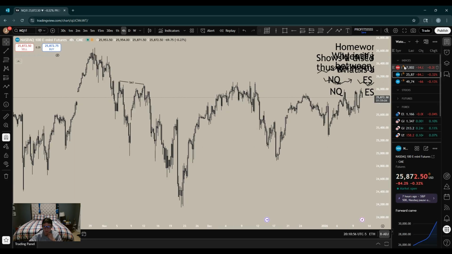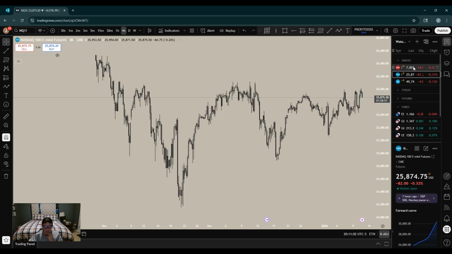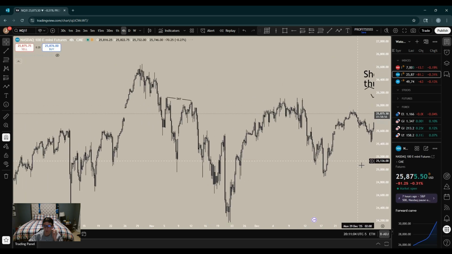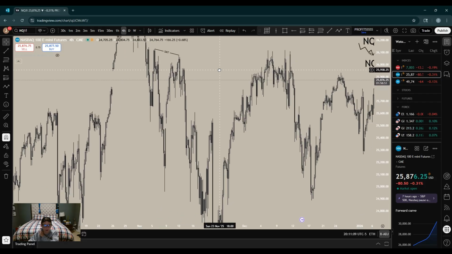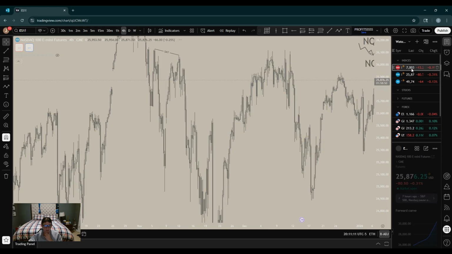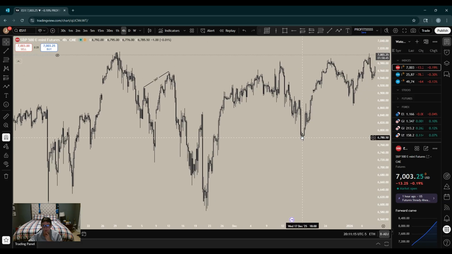Okay. So as you can see, NQ does not take the high. ES does take the high. And then there's a bunch of other confluences that happen after. We get an inversion fair value gap, a change in the state of delivery, and then we dump lower. Same thing on ES. We just lag a little bit behind, and then we dump lower as well.